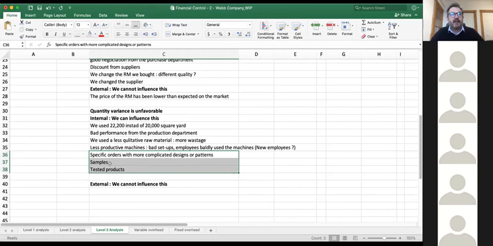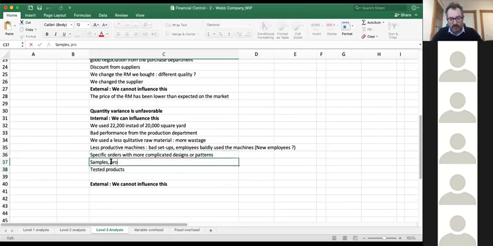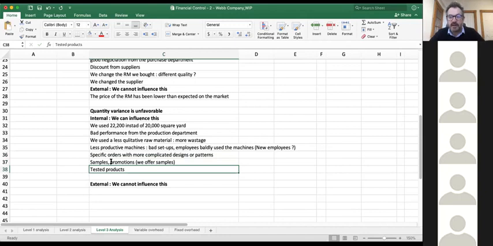Promotions, so I think it goes with samples. So promotions in the sense that we offer samples, I guess. If it's about the price, it's not there, because here we are talking about the quantity variance.